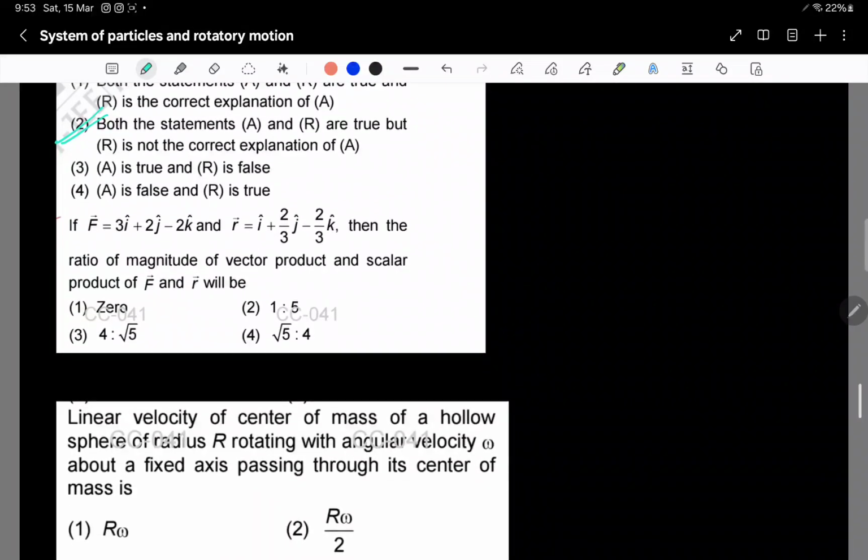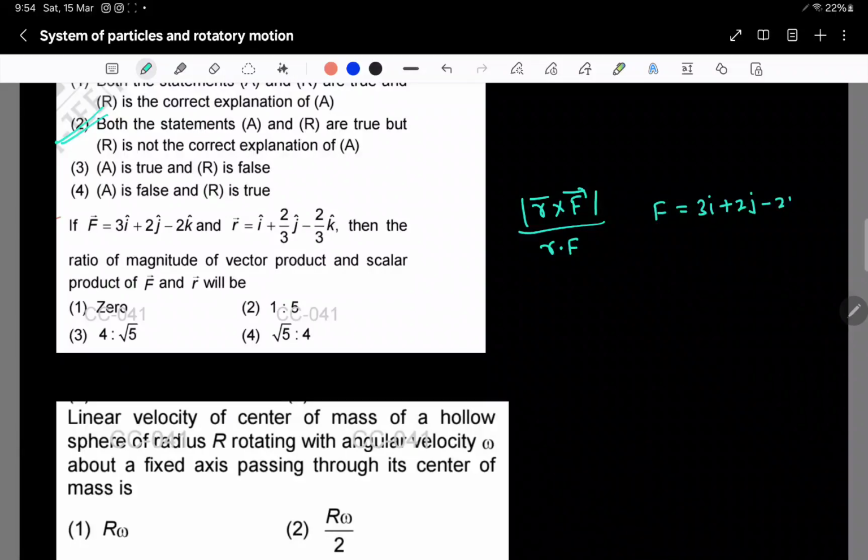Next, force is given, position vector r is given. The magnitude of the vector product to the scalar product: r cross F to r dot F. Yes, cross product, just for easy understanding here, students. Force F equal to 3i plus 2j minus 2k is given, and the position vector is multiplied with 3. So now the position vector multiplied with 3, you will get 3i, and here plus 3j.